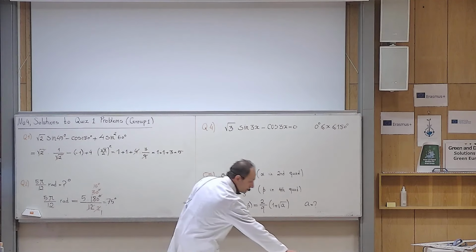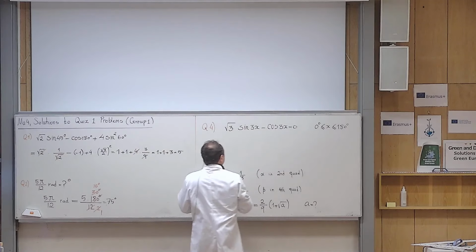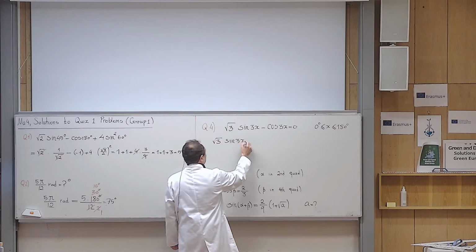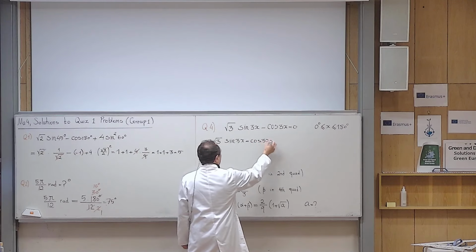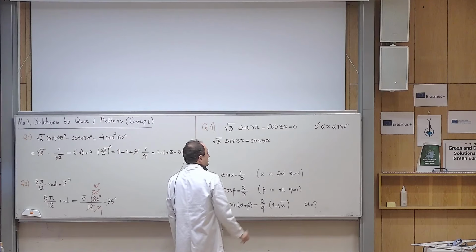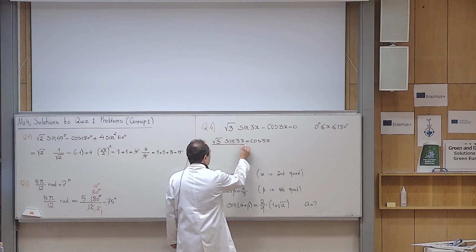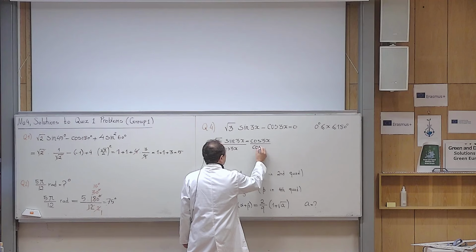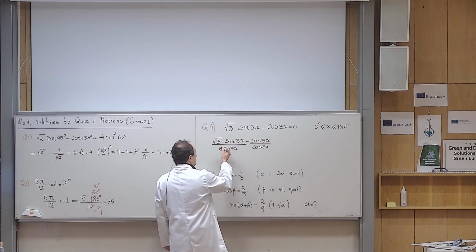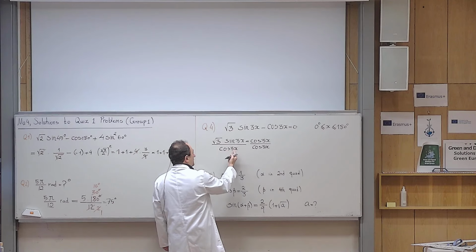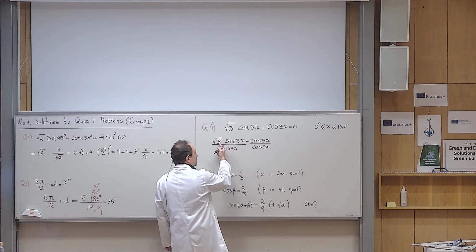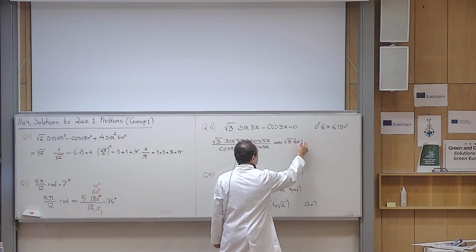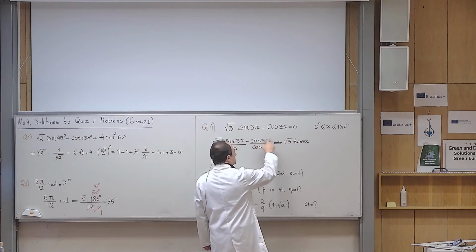How should I solve the problem? I move this to the other side, and then I divide everything by cosine 3x. I'm lazy to write it again, but I divide everything by cosine 3x. I also divide this by cosine 3x. Okay? The left-hand side, sine over cosine of the same angle, becomes tangent. So this becomes what? Square root of 3 tangent of 3x. And this one just becomes simply 1.